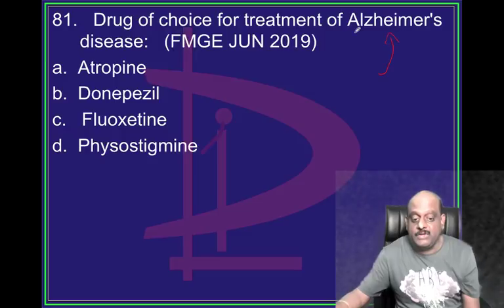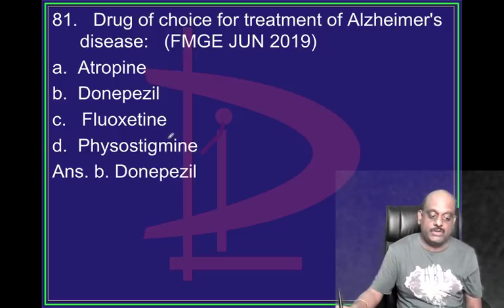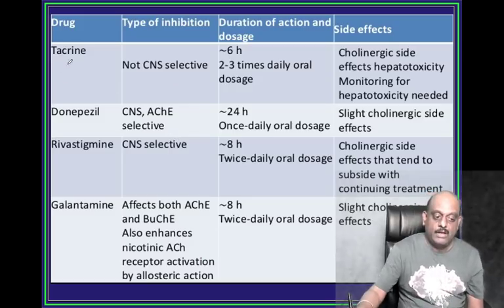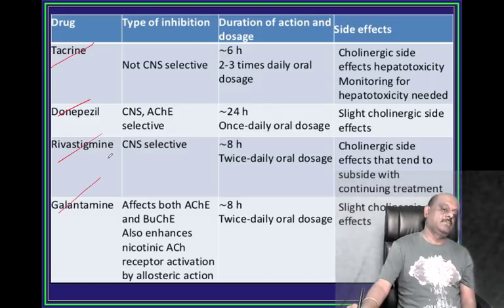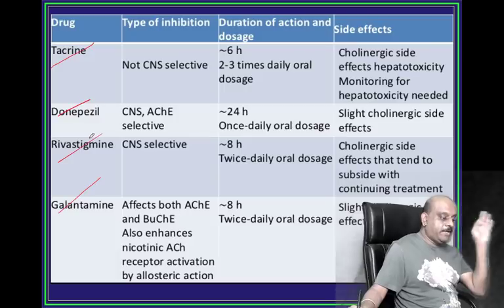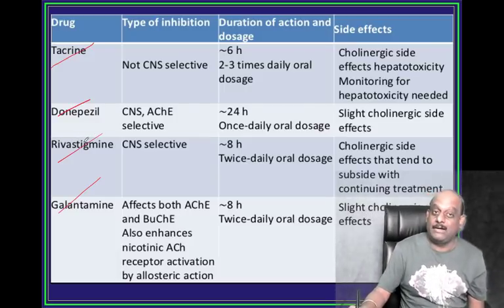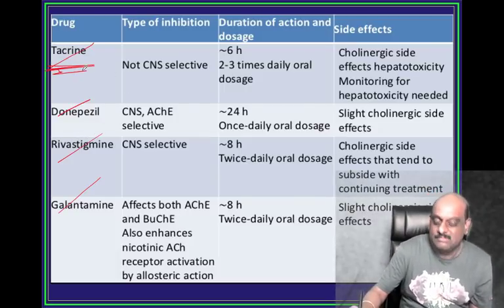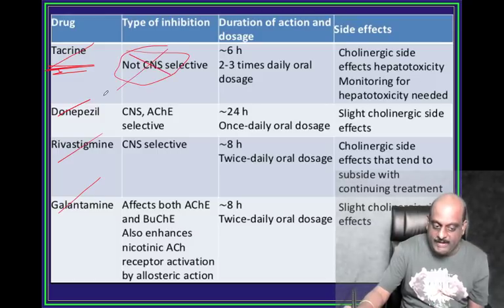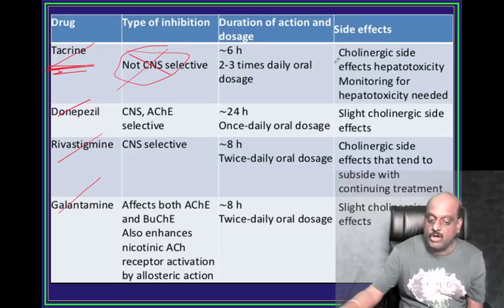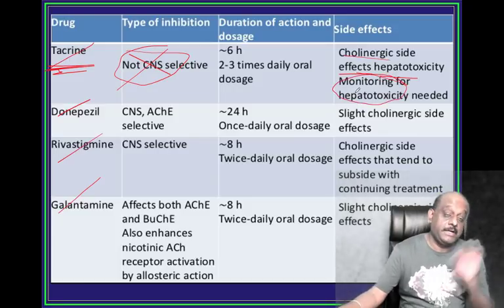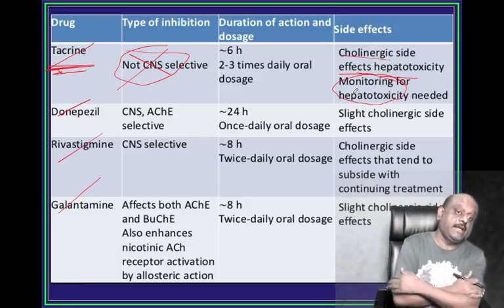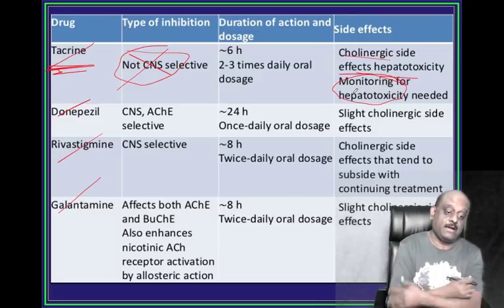Now, Alzheimer's disease way, what will you use? Donepezil, Tacrine, Donepezil, Rivastigmine, Galantamine. They are the drugs used in dementia, is what you should remember. Tacrine is not CNS selective. It has got cholinergic side effects, hepatotoxicity, monitoring of hepatotoxicity. Tacrine diya, LFT dekhte baitna padta.